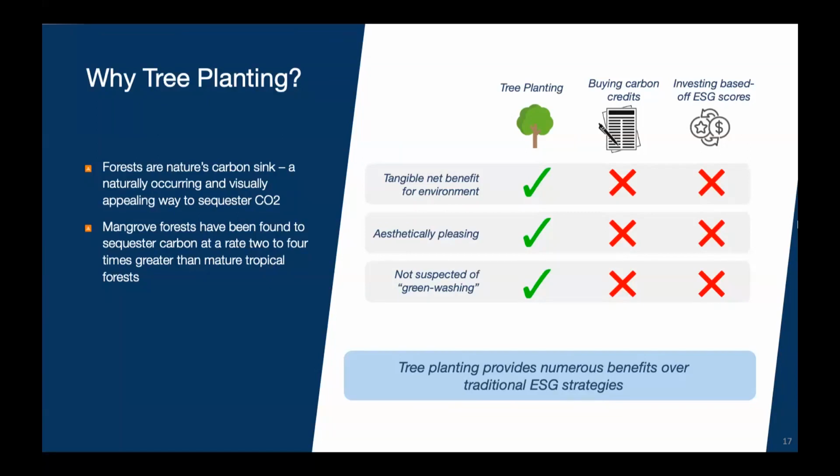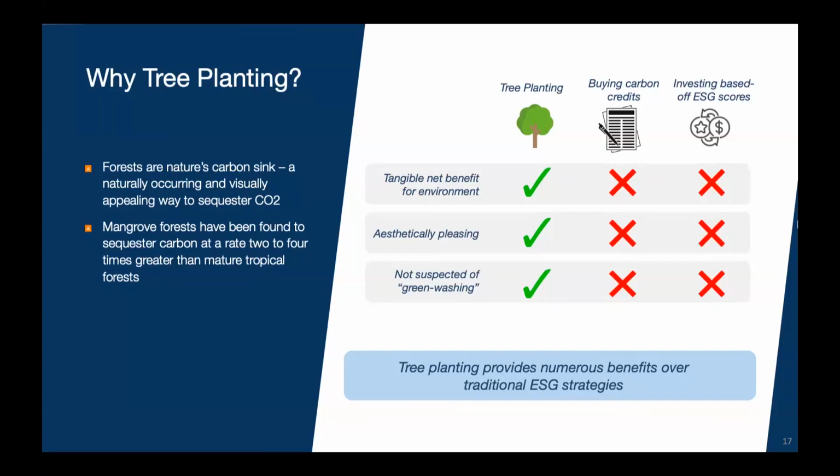So, which brings us to tree planting. It's definitely a tangible net benefit for the environment. These mangrove trees sequester a lot more carbon emissions than any other regular tree. They are aesthetically pleasing. I mean, who doesn't like a new forest where nothing used to be? And you can't really accuse anyone of greenwashing if you're out there providing a net benefit for the environment. So we believe that the tree planting initiative is the most eco-friendly and does provide a number of benefits over traditional ESG strategies.